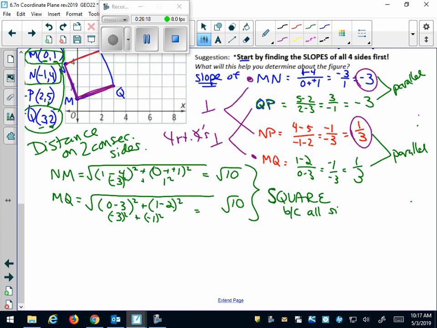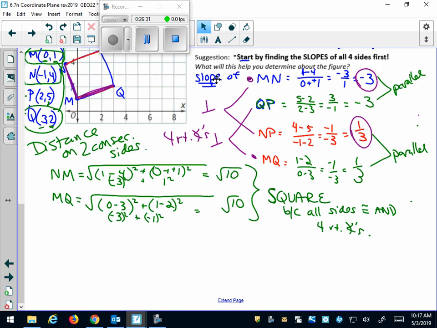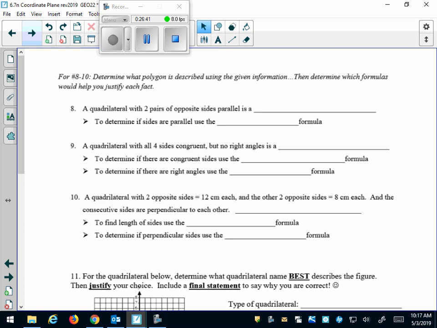It's a square because all sides are congruent, and there's 4 right angles. And we proved that with our formulas. It is cool. It's mathematically basically proving that a figure is what it is.